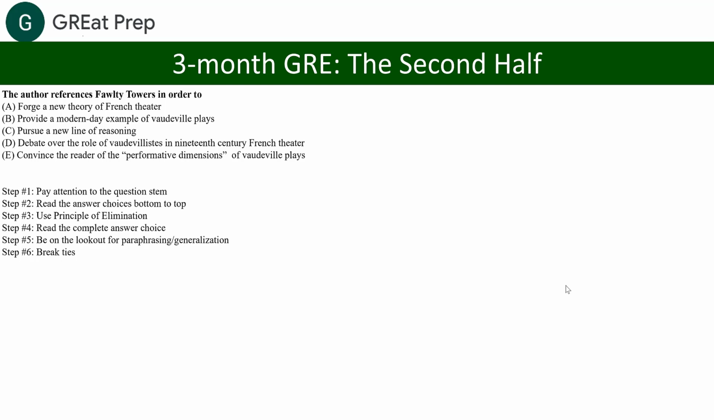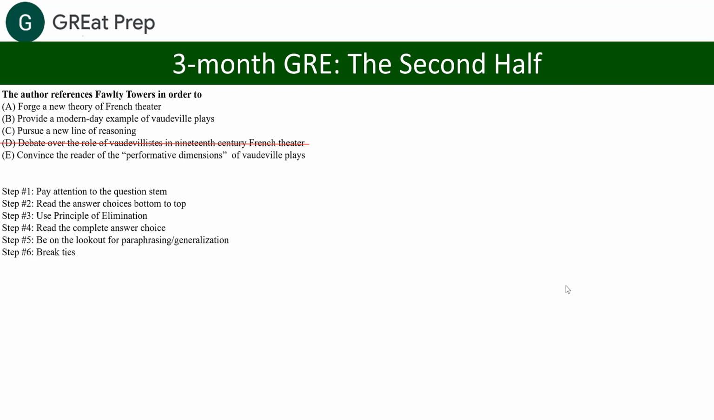Answer choice E, convince the reader of the performative dimensions of vaudeville plays. That seems very tempting because again this performative dimensions was used in the passage itself, but you can maybe leave it. This could be an answer, but you cannot say for sure if this is the right or wrong answer, right? Option D, debate over the role of vaudevillists in 19th century French theatre. Not really. There is really no debate going on here. If you read the previous sentence, there is no debate going on. So D doesn't seem to be the right answer.